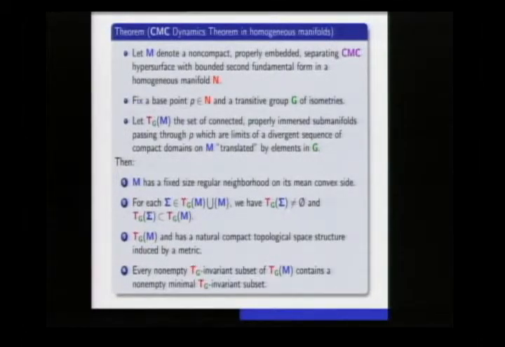So you pick a base point in your homogeneous space. You have a transitive group of symmetries. Then you look at all the translations from divergent points on the surface, so points going to infinity. You translate them back by this transitive group of isometries and look at all their limits. In order to know you have good limits, you need to know that the original surface has a fixed size regular neighborhood on one side, so you have local area estimates. We're assuming local curvature estimates, bounded second fundamental form, so we immediately get compactness results.